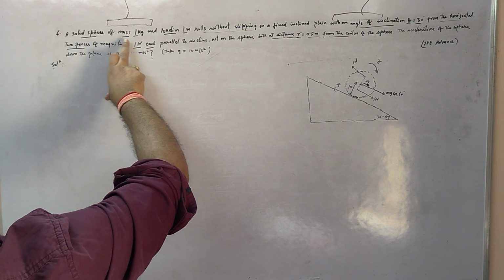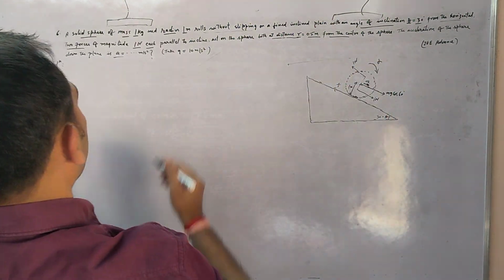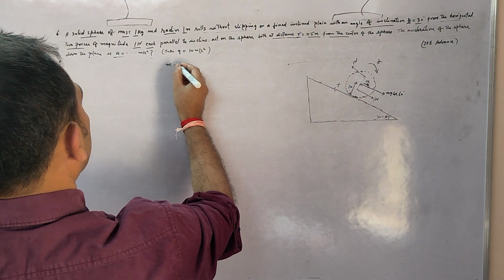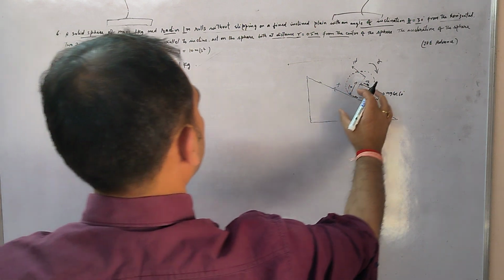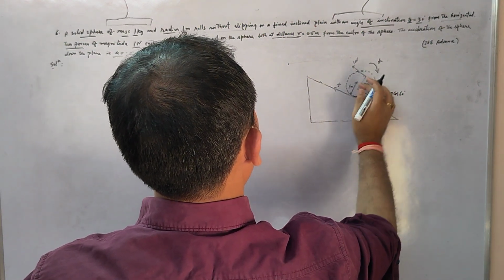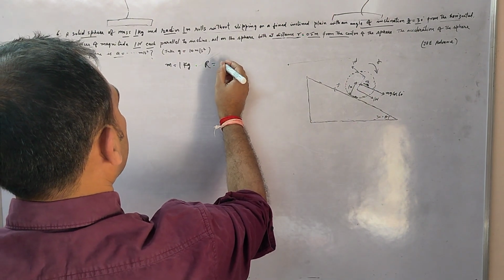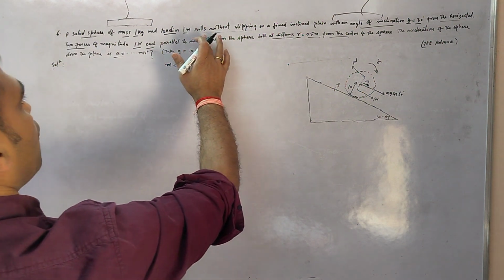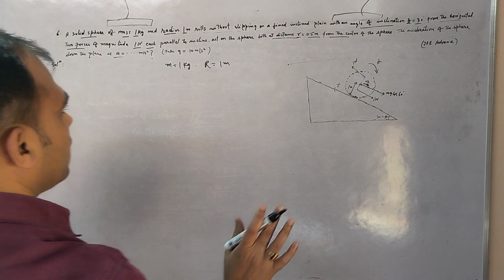A solid sphere of mass 1 kg. This is a solid sphere, M is given as 1 kg, with radius 1 meter. This is the radius of the sphere, that is 1 meter. It rolls without slipping. Okay.